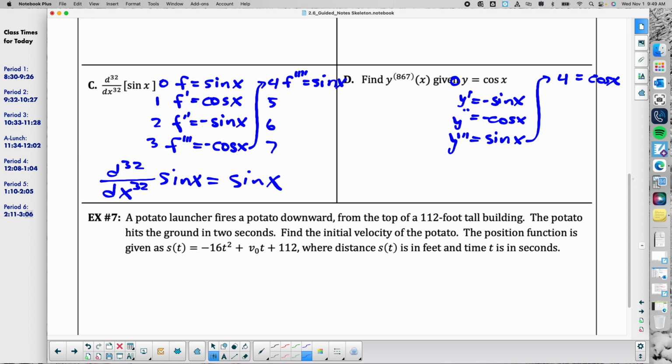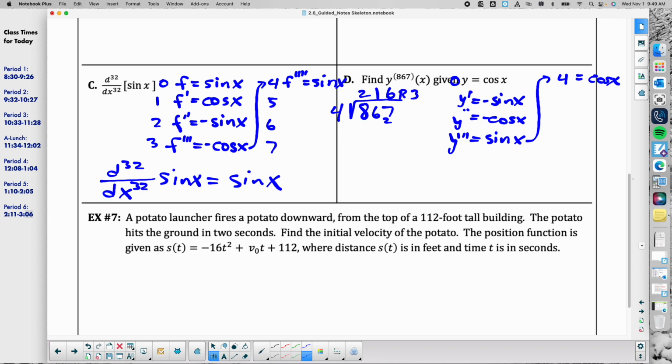Now I need to figure out 867. We need to figure out which multiple of 4 or how that compares to it. So divide it by 4. 867 divided by 4 is 216, and then remainder 3.